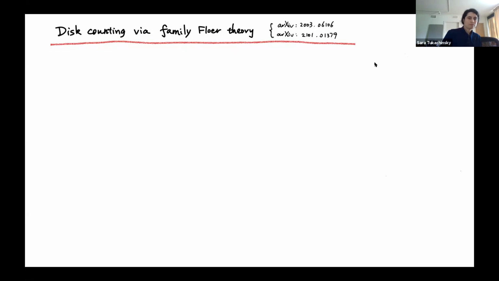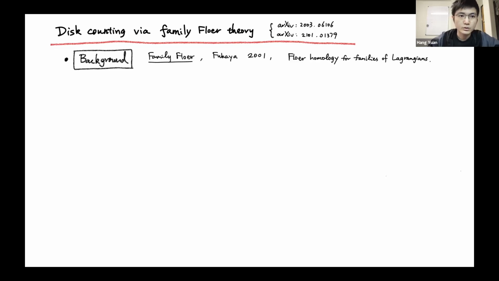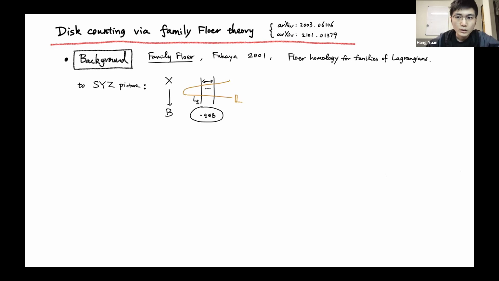So the title of my talk is Disk Counting via Family Floer Theory. Let me first briefly introduce the background of this theory. Family Floer theory was first initiated by Kenji Fukaya around 2001. Roughly speaking, it studies Floer homology for families of Lagrangian submanifolds. We are particularly interested in this theory applied to the SYZ picture.